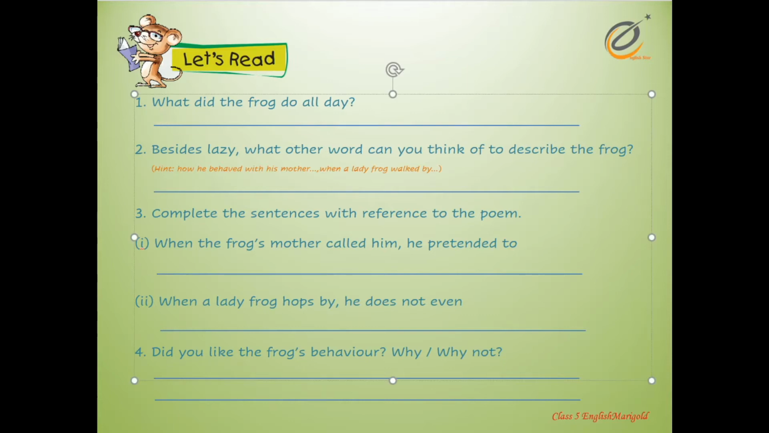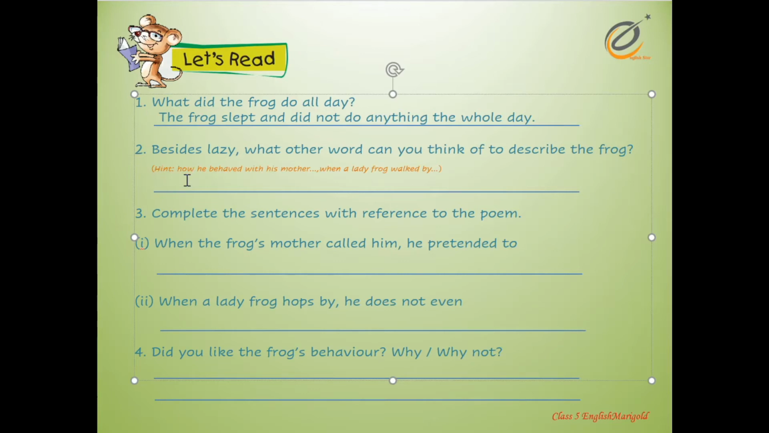the frog slept and did not do anything the whole day. Right, students? So this will be the answer. Next, number 2. Besides lazy, what other word can you think of to describe the frog?